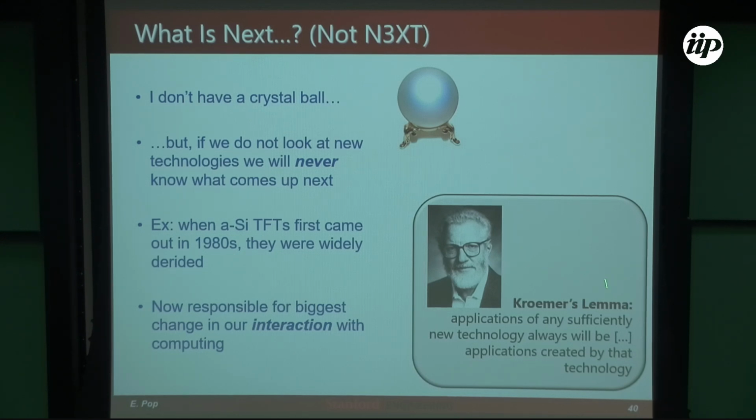And this brings me to Kromer's lemma. This is Herbert Kroemer, Nobel Prize winner for the heterojunction, and he likes to say that the applications of any sufficiently new technology will actually be applications created by that technology. So that's why I'm very hesitant at the beginning of my talk to say, oh, we'll replace silicon. Because A, I don't think we can replace silicon, it's too good. And B, I think hopefully we'll create new applications which we're probably not even dreaming of today.